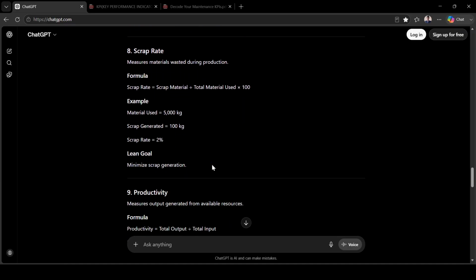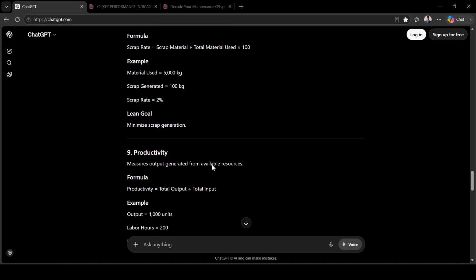Another KPI is scrap rate. Scrap rate measures material wasted during production. Formula: scrap rate equals scrap material divided by total material used, multiplied by 100. Example: material used 5000 kg, scrap generated 100 kg, scrap rate 2%. Lean goal: minimize scrap generation.